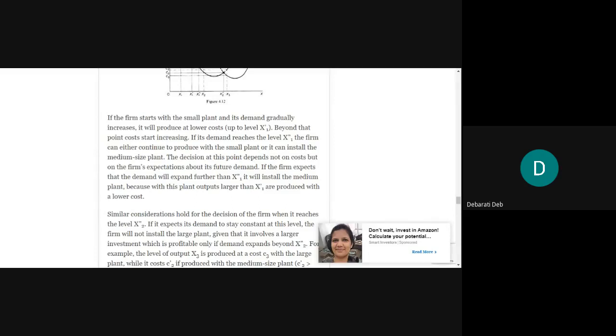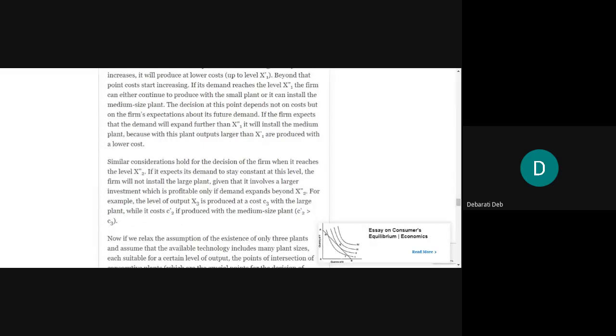So again, it depends on the farm's decision. If it expects its demand to stay constant at this level, the farm will not install the large plant, given that it involves a larger investment, which is profitable only if demand expands beyond x2''. So the decision to move on to the higher plant size will come if and only if there are expectations of expansion of the demand beyond that level.